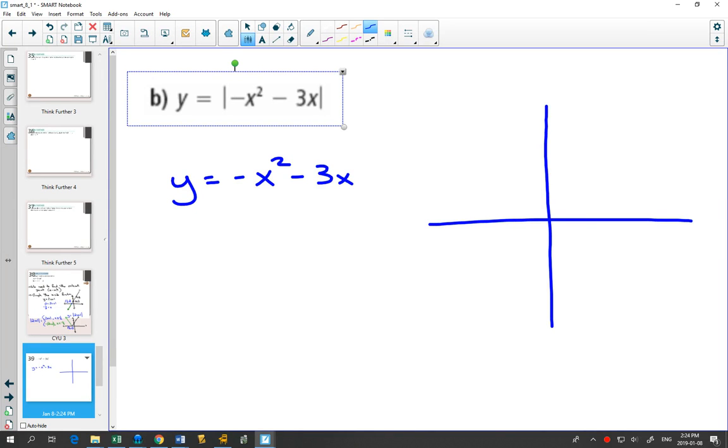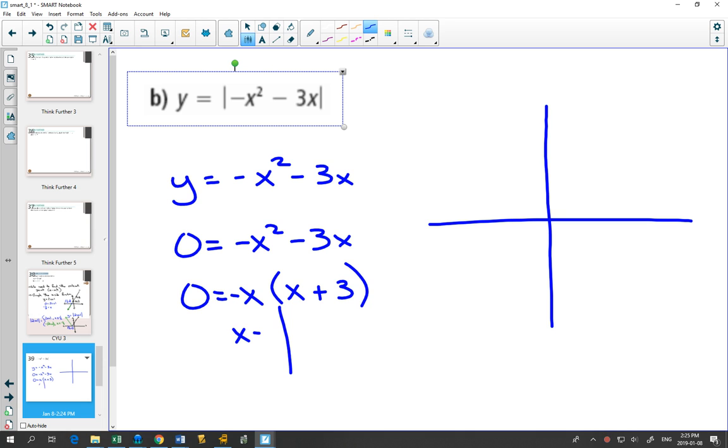I was still doing y. Could you find the x-intercepts of this? What would you do? If you were finding the x-intercepts, you could factor out a negative x, leaving you with x plus 3. X-intercepts at x equals 0 and x equals negative 3. And so we can plot those.